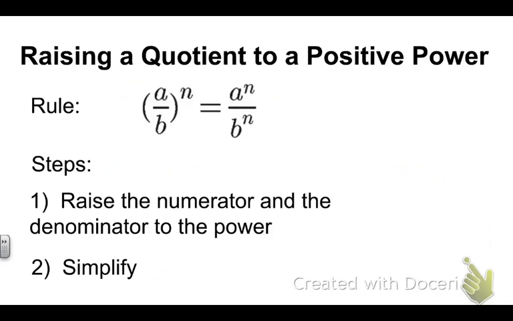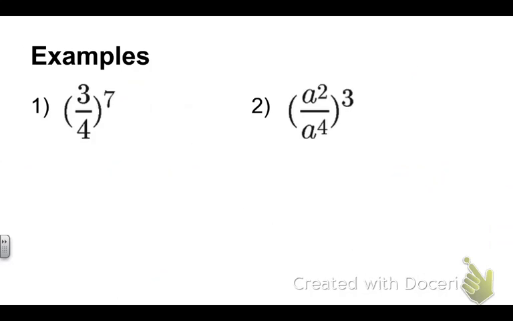And then finally, simplify when necessary. Alright, so if we look at some examples here, if we have 3 fourths to the 7th power, we're going to change that, and it's going to be 3 to the 7th over 4 to the 7th.